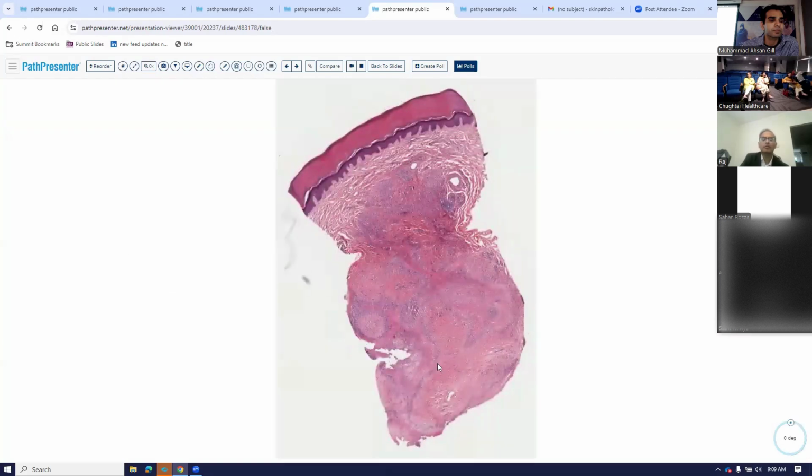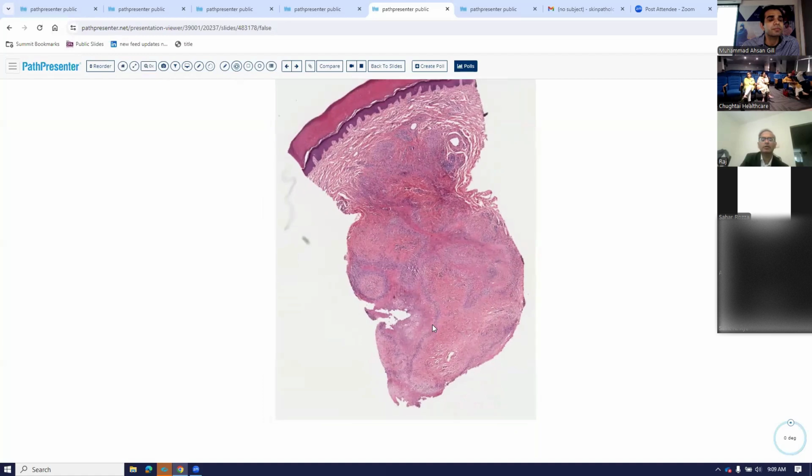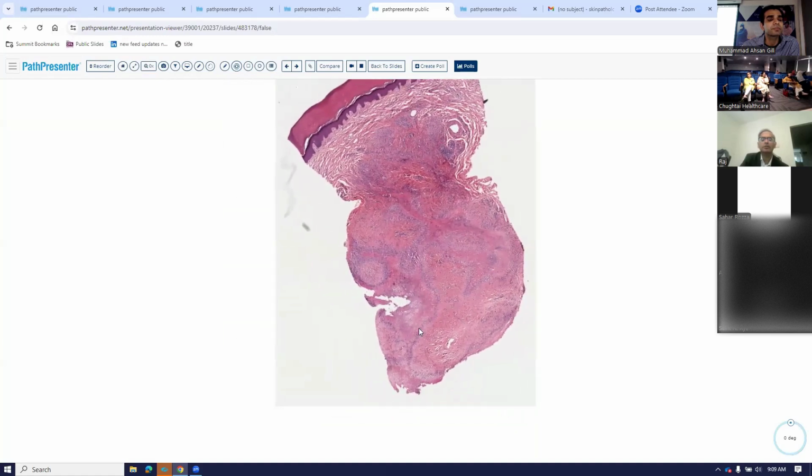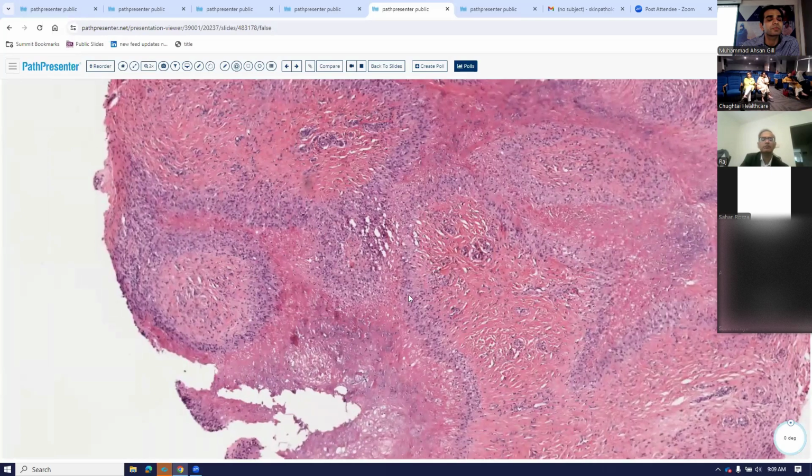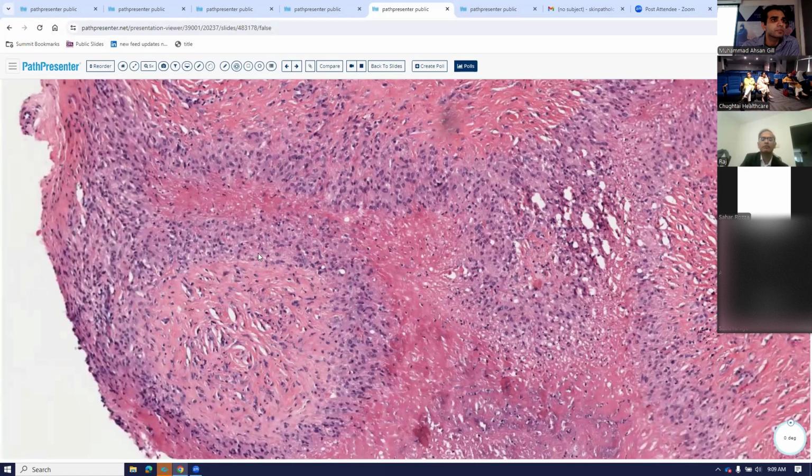And another very classic thing is this one, which shows a very similar reaction pattern, where again you see this forming a palisade. You can see this palisade here. If I go high power, this palisade is again composed of lymphocytes and macrophages. You can see that it is composed of these lymphocytes and macrophages.